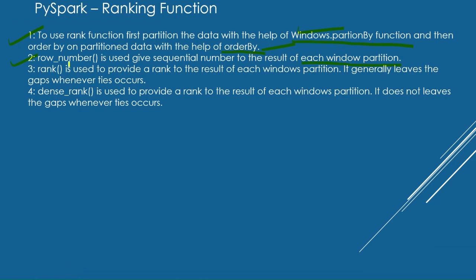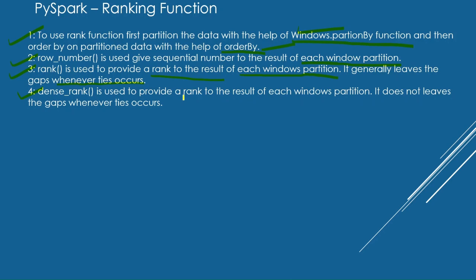rank function. This rank function is used to provide a rank to the result for each window. It is very important to understand: for each window partition, not for the whole data set. It generally leaves gaps whenever ties occur. What a tie is, I will explain in detail when we do this exercise over Databricks. This dense_rank function is the same thing.